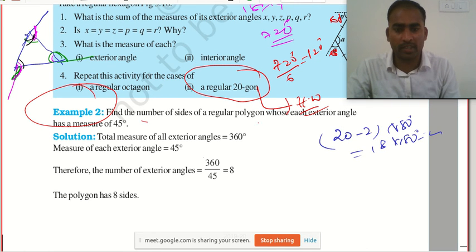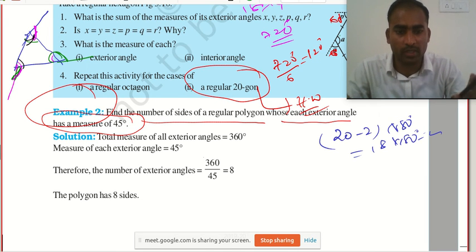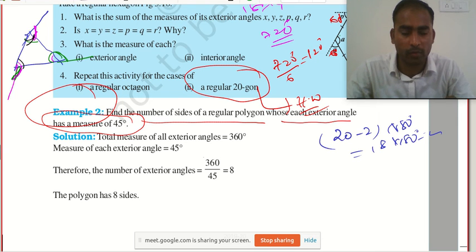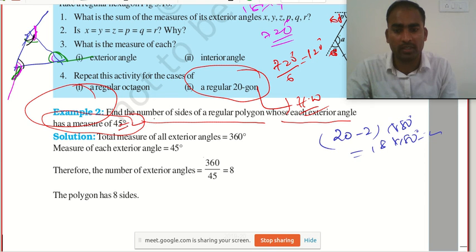Find the number of sides of a regular polygon whose each exterior angle has a measure of 45 degrees. You can find the number of sides of that regular polygon now. Why? Because yes, definitely we are able to solve. Because the sum of exterior angles of any polygon is 360 degrees. So 360 degrees upon 45 degrees, so we will get 8. So this is an octagon.